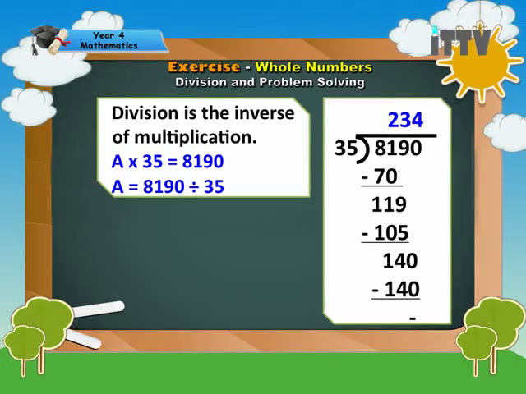So that is the value of A. A is 234. You can also check by filling in this number into the equation. Multiply by 35 and you should get the answer as in the question.